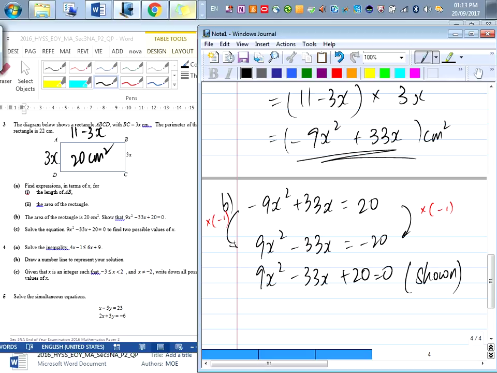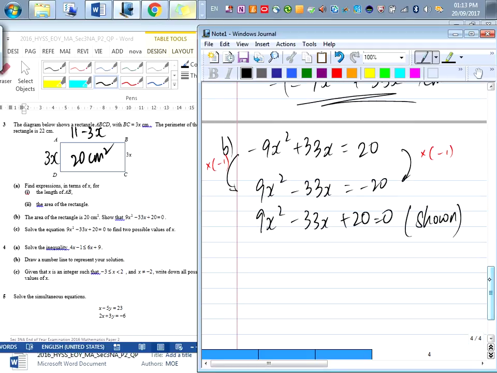Yes, there are many ways you can approach this. You can choose to subtract 20 on both sides, then add 9x squared on both sides, so on and so forth. If you do it like the way I tell you to in class, you will get the same answer. Usually when they ask you to show something, the next part of the question will require you to use it. You will not be penalized, but it is recommended to put shown, so that when I mark, I know where to look. You stop over there, so shown.